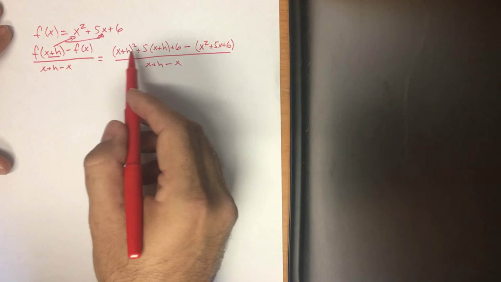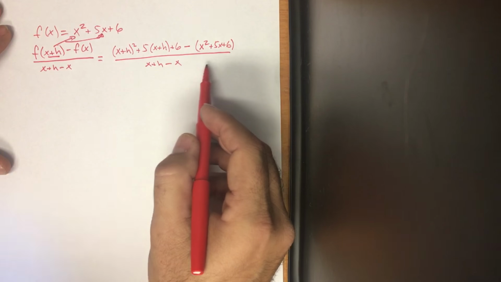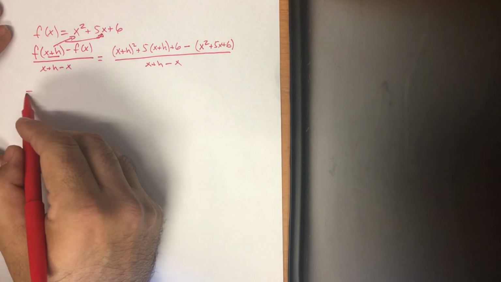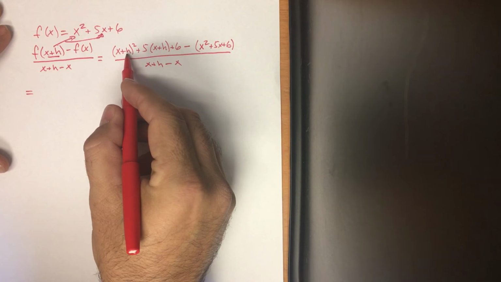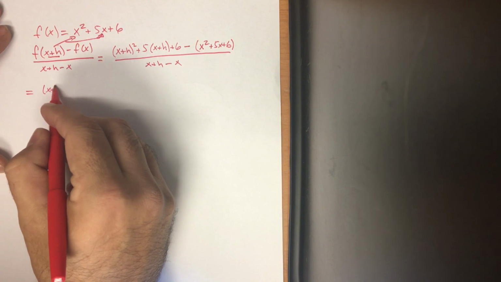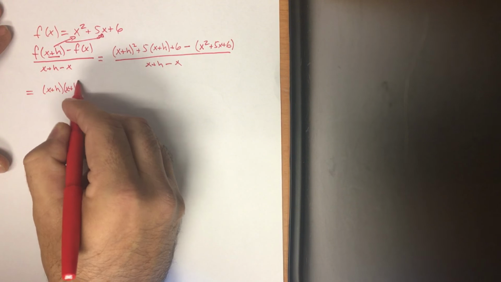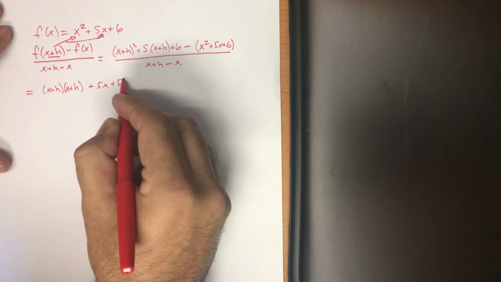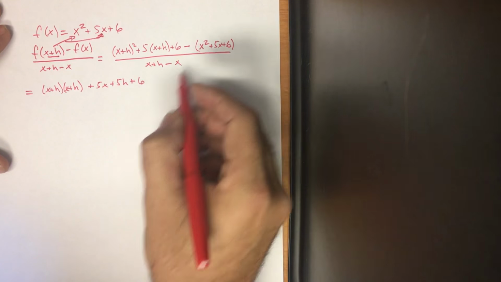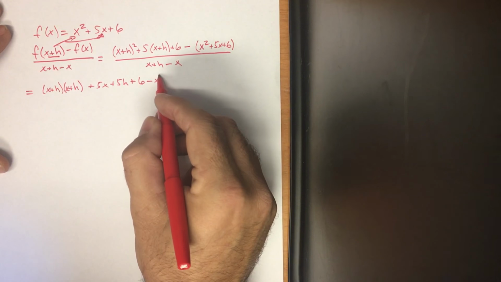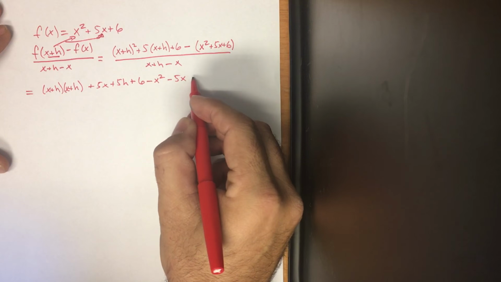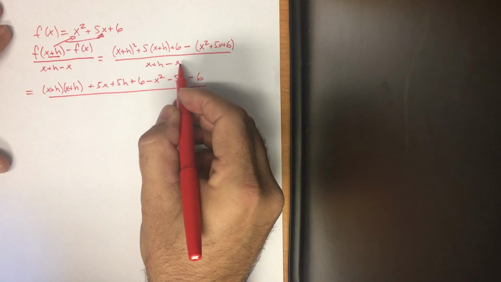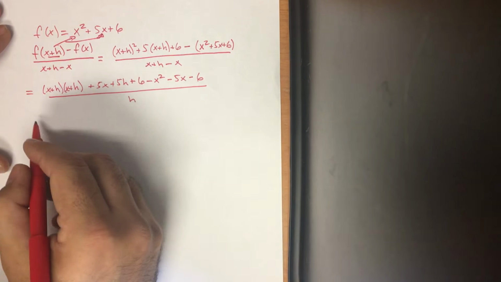Okay, so there's my difference quotient formula filled in, and now all I have to do is simplify it and then combine like terms. So let's take this x plus h and square it. So that's going to be x plus h times x plus h plus 5x plus 5h plus 6 minus x squared minus 5x minus 6 divided by x plus h minus x, which is just h.